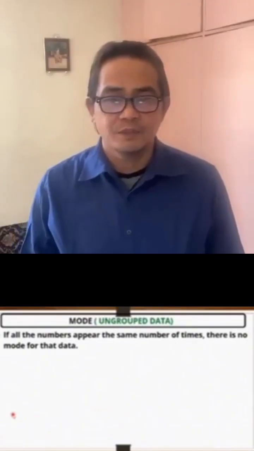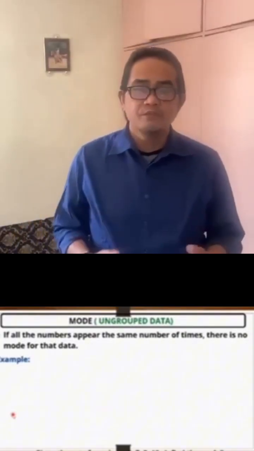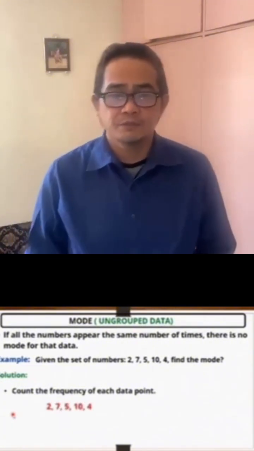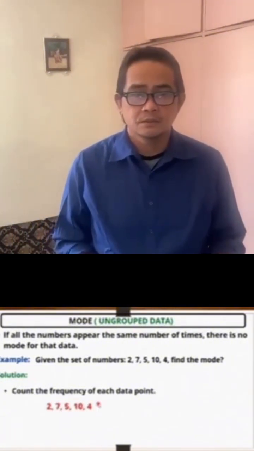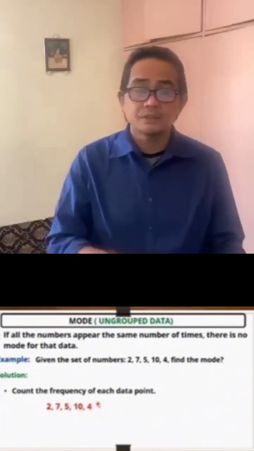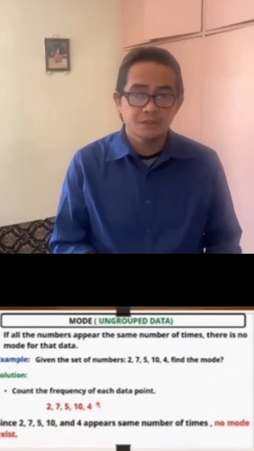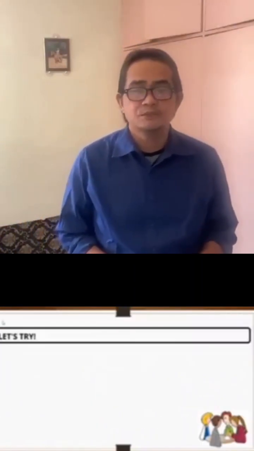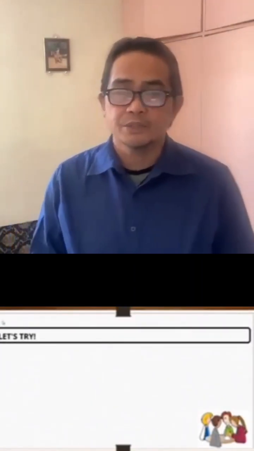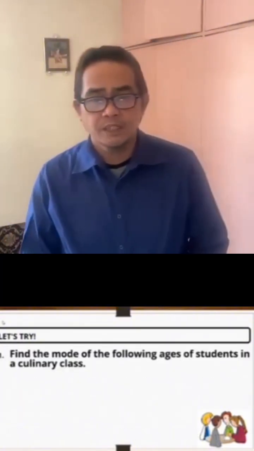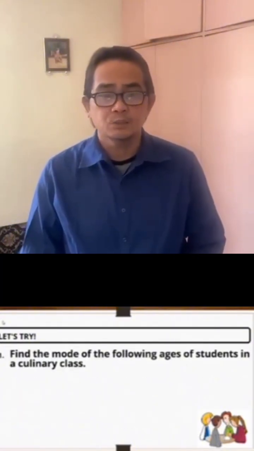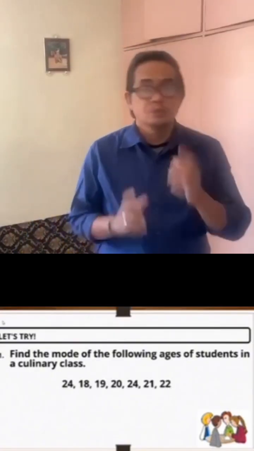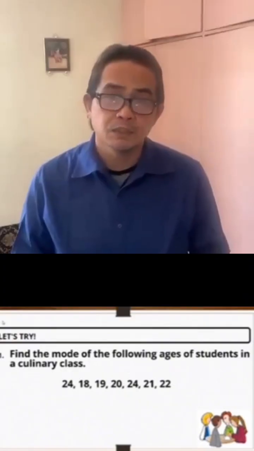Given the set of numbers 2, 7, 5, 10, 4, find the mode. Okay, if you have observed, there are no similar numbers in the given data, so there is no mode. Another example, find the mode of the following ages of students in a culinary class. Given the data, we have 24, 18, 19, 20, 24, 21, and 22. So the answer is 24. And we call it unimodal. Any questions?